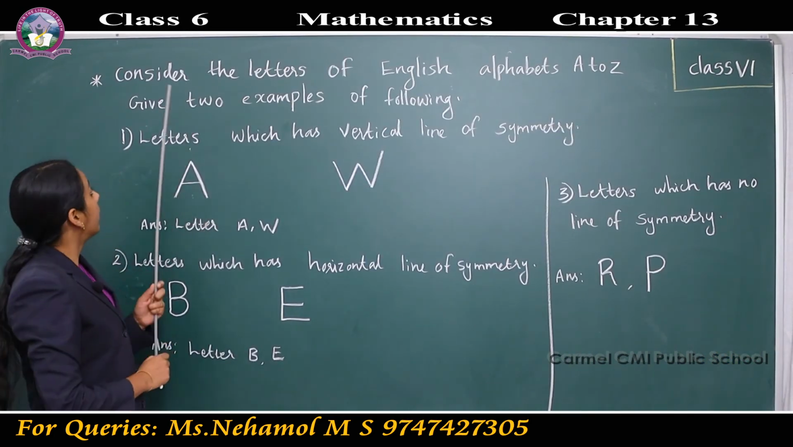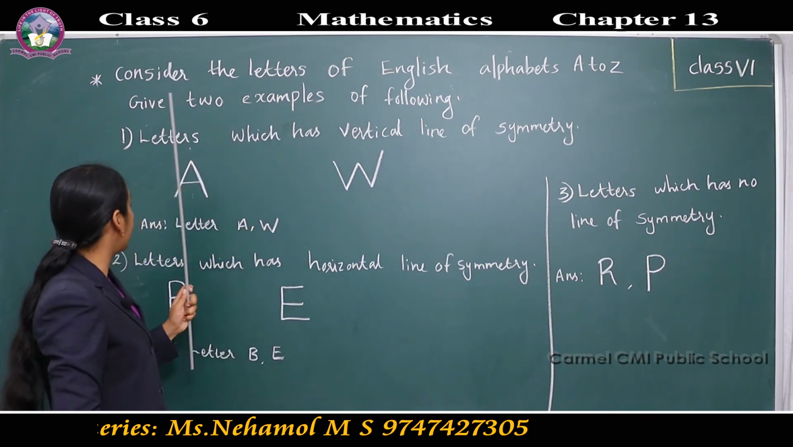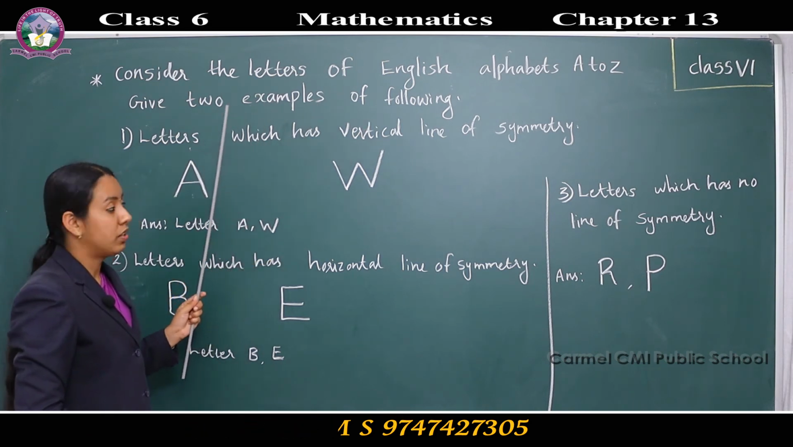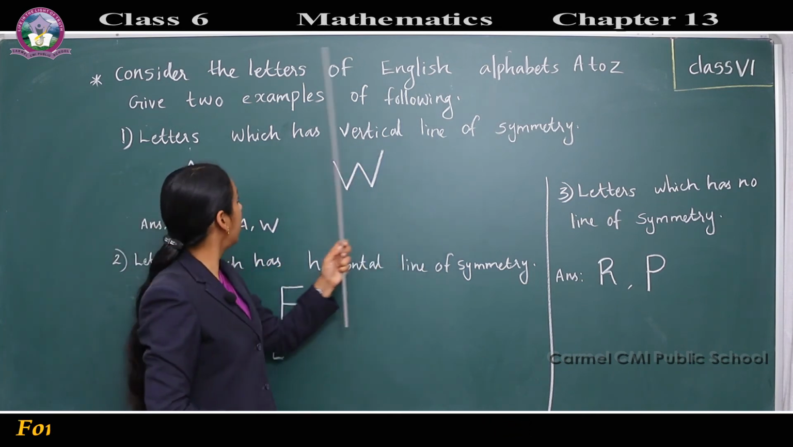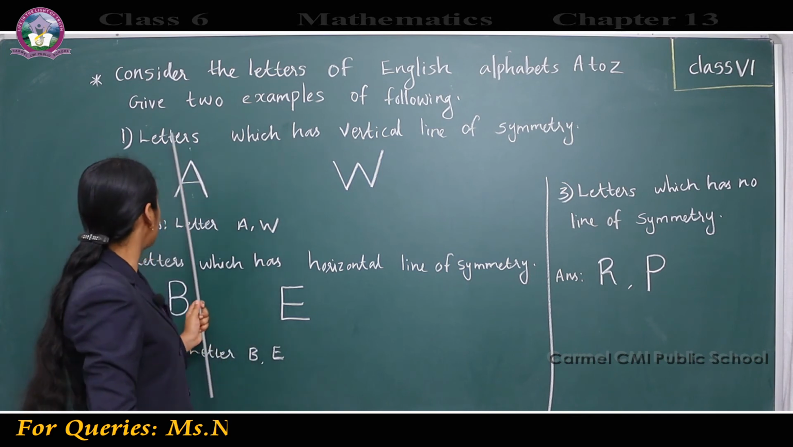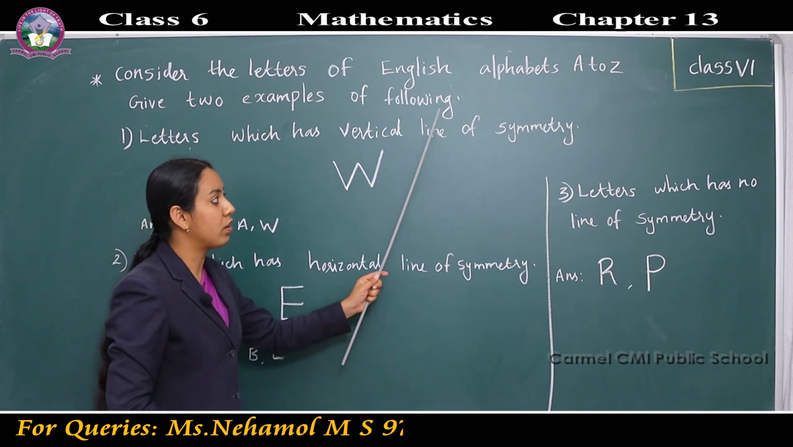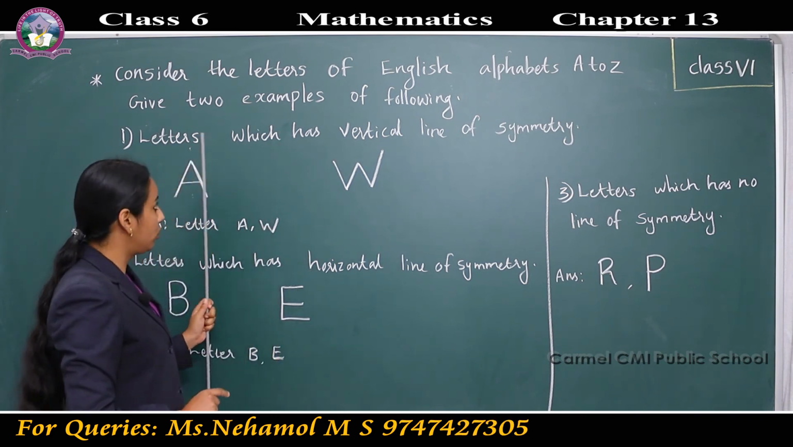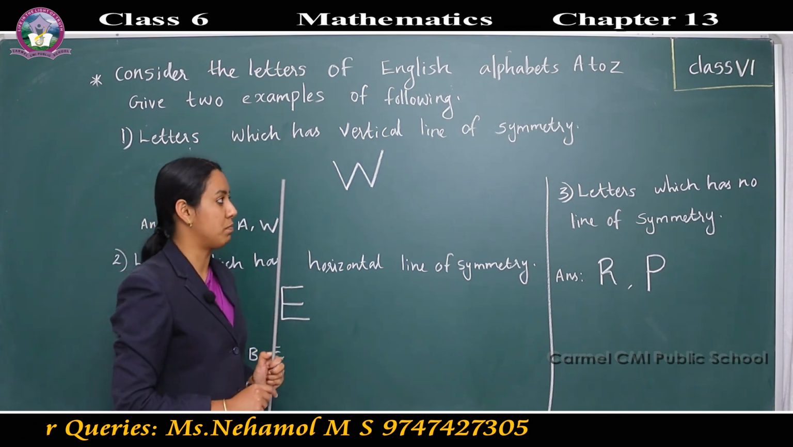Next question. Consider the letters of English alphabets A to Z. Give 2 examples of the following. First one, letters which have a vertical line of symmetry. We have to give examples of any 2 letters which have a vertical line of symmetry.